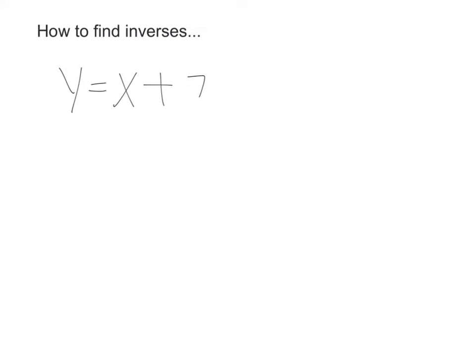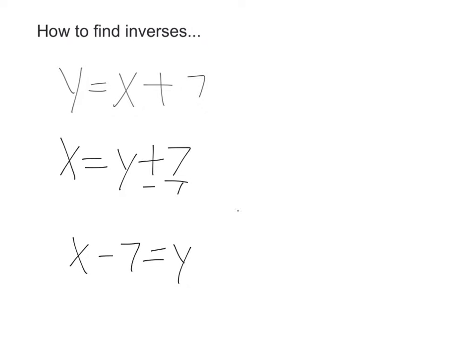In order to find inverses, you have to switch the y and the x. So you make this x equals y plus 7, and then you solve for y, so you minus 7 over, so it's x minus 7 for y, or you can just rewrite that real quick. And you have your inverse.